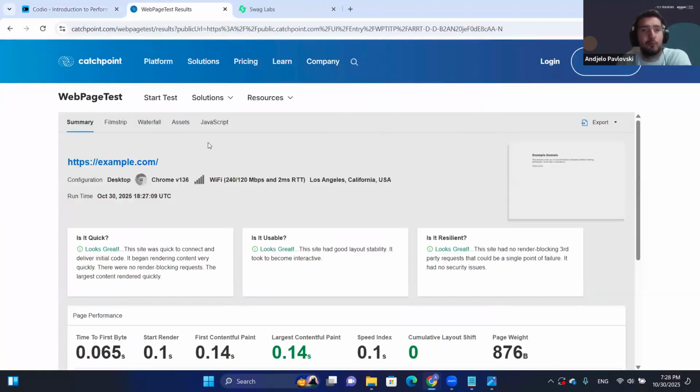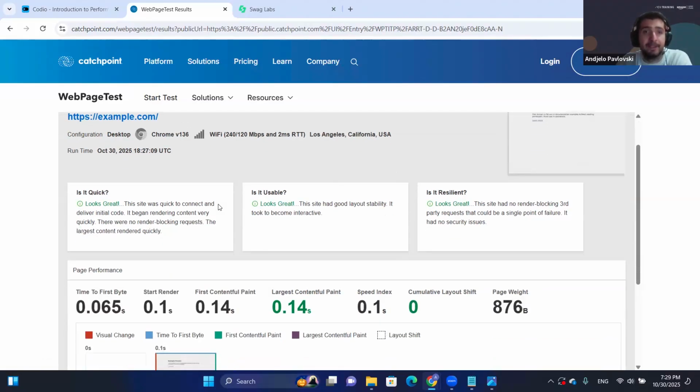Okay, so we have the summary. Some of you might still be waiting. It's perfectly fine. If you want, you can just go through it on my screen. So we see we have the URL that we used and then the configuration. So we used Chrome, the version of Chrome. We see that we were using Wi-Fi, and we were in the location in the US, Los Angeles, and then the runtime is displayed here.